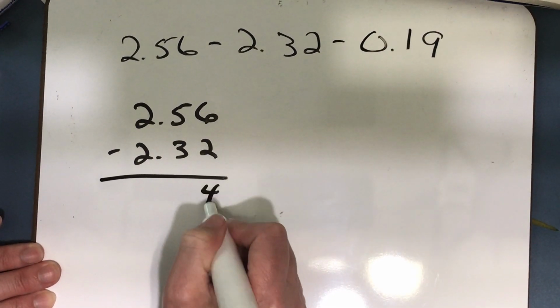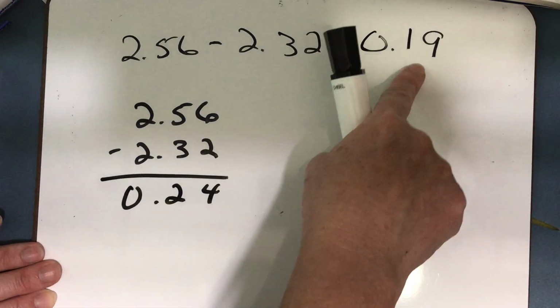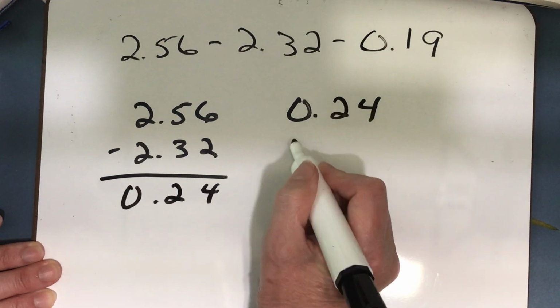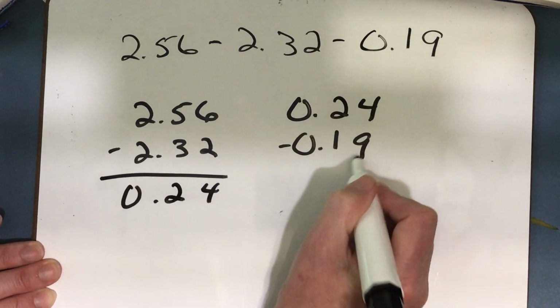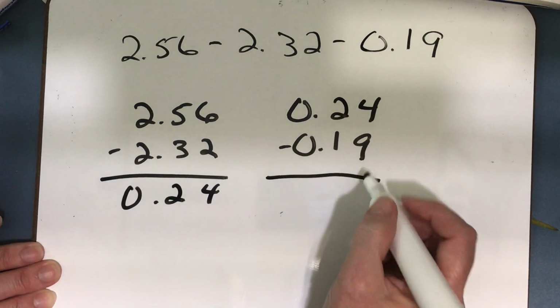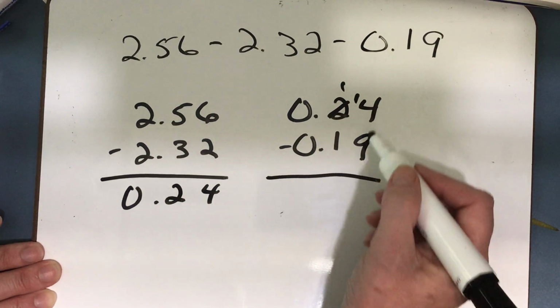Okay, and 6 minus 2 is 4, 5 minus 3 is 2, and that's 0. Now you need to subtract 19 hundredths from 24 hundredths. That's your second problem. Okay, you can't do all this at one time. You have to do it in 2 steps. Okay, so I know that 24 minus 19 is 5, but just to make sure you have a 0 in the correct place.